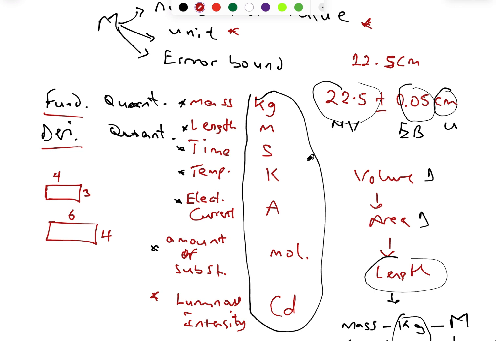Now, for voltage, we use a voltmeter. For resistance, we use an ohmmeter. For pressure, if it is atmospheric pressure, we use a barometer. Now, if it is gas pressure, we use a manometer. So we have so many devices like that. For luminous intensity, we use what we call a lux meter or light meter, and so many of them like that.